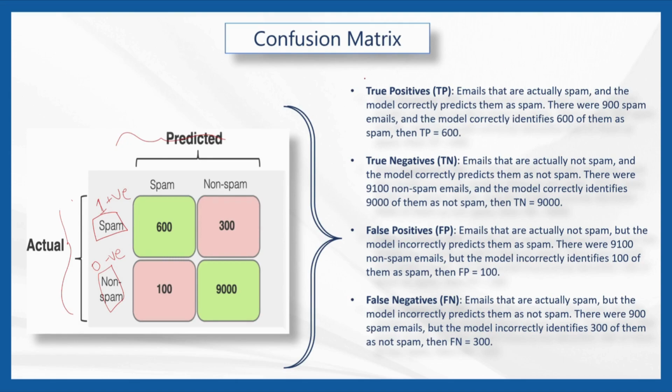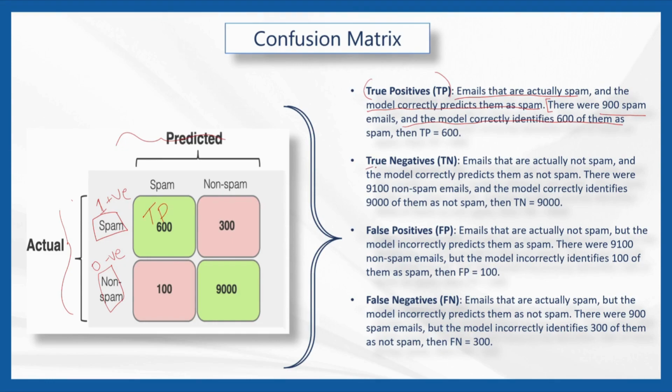The first thing is true positives. These are emails that are actually spam and the model correctly predicted them as spam. In our example, as we saw earlier, there were 900 spam emails actually, and the model correctly identified 600 of them as spam. Of the 900 total actual spam emails, the model predicted 600 of them as spam. So that becomes our true positive.